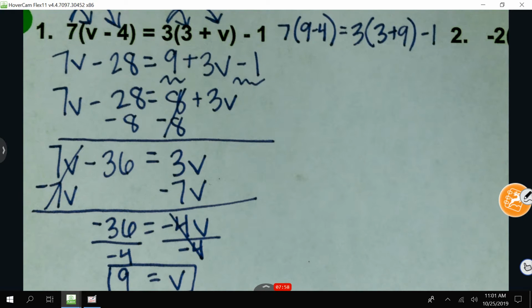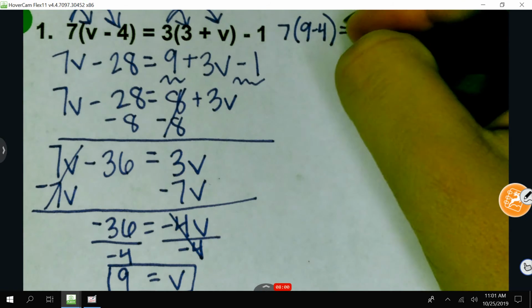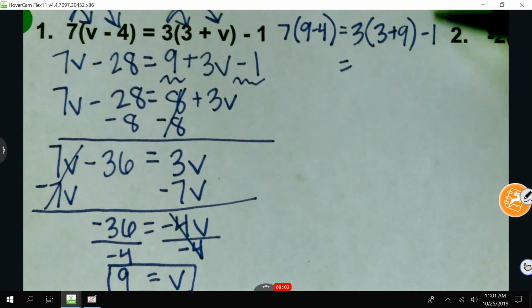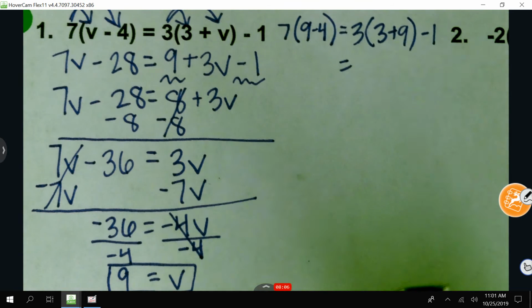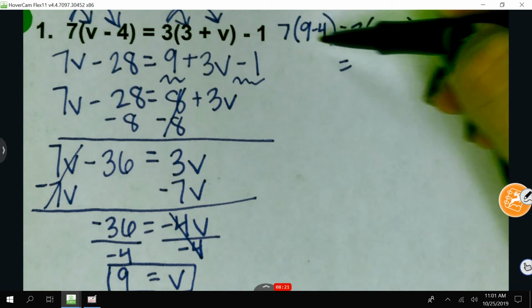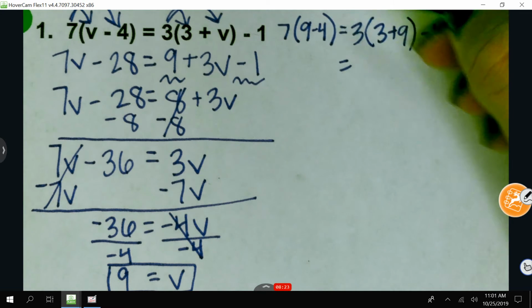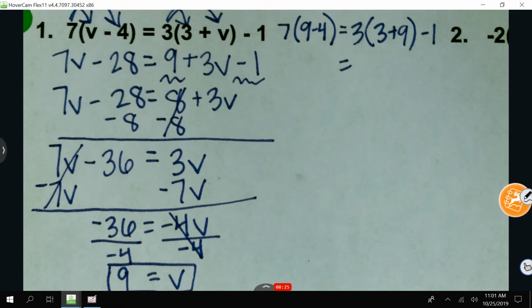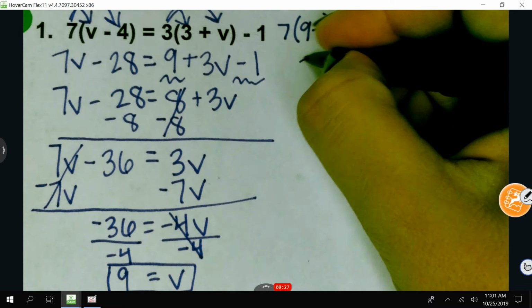Now, in order to figure out if both sides are equal, I have to use my order of operations. So what am I doing first here? Order of operations. Parentheses. I need to do my parentheses first. Please excuse my dear Aunt Sally. So I need to do 9 minus 4 first, and then multiply by 7. 35. Is it 35? Should be.